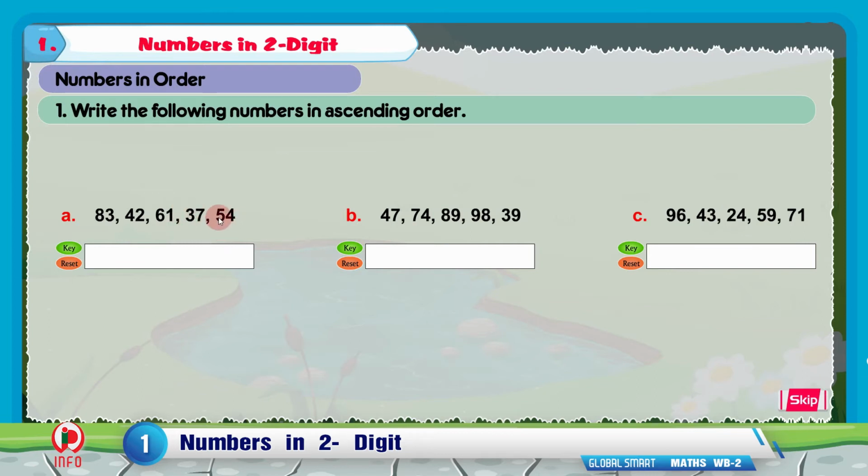Ones place, tens place. So all the numbers in tens place we have to compare. Here 8, 4, 6, 3, 5. So among all these numbers 3 is the smaller number. So 37 is the smaller number. We will write here first 37.